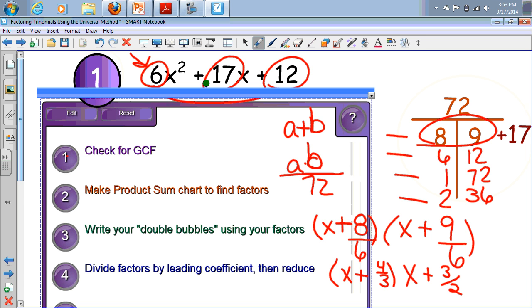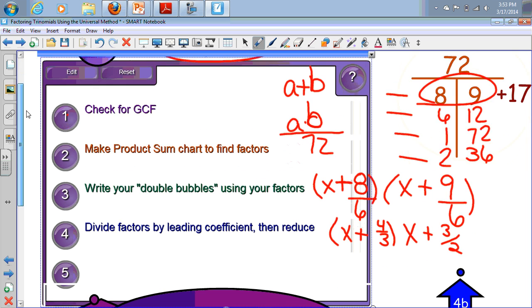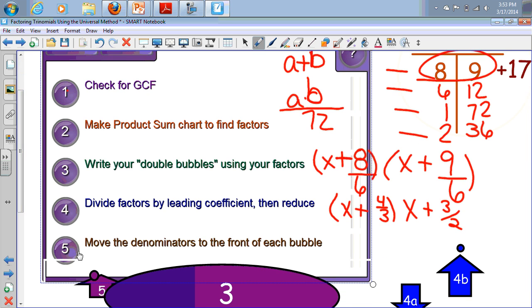Okay? Just bear with me. Follow these steps. It's a sure-fire way. And lastly, number 5. Move the denominator to the front of each bubble. In other words, this denominator now becomes the coefficient of x, and this denominator now becomes this coefficient of x. So we end up with 3x plus 4 times 2x plus 3.